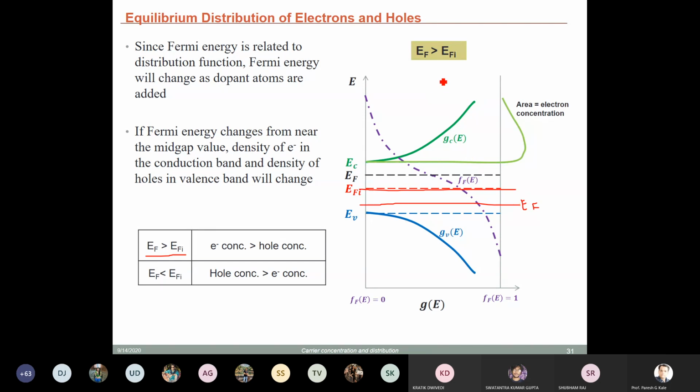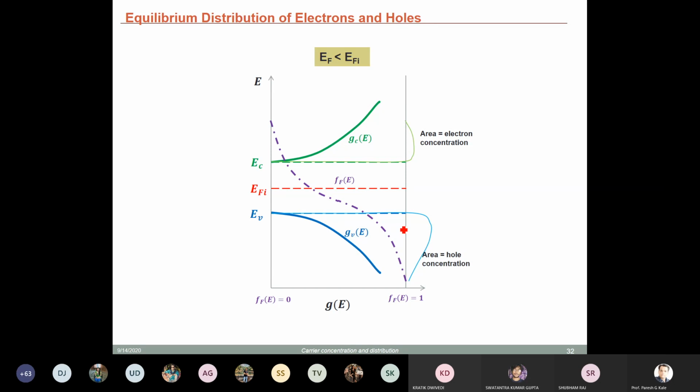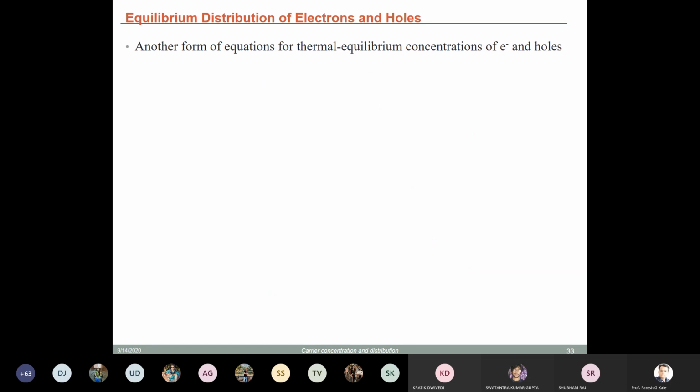Okay, so you can find out that when EF is greater than EFI, the area of electron concentration will be higher, and the area of hole concentration will be lower. So exactly the opposite will happen when EF is lesser than EFI. You will have EF towards the valence band, as I've told, and you can see the area of hole concentration is higher compared to the electron concentration.